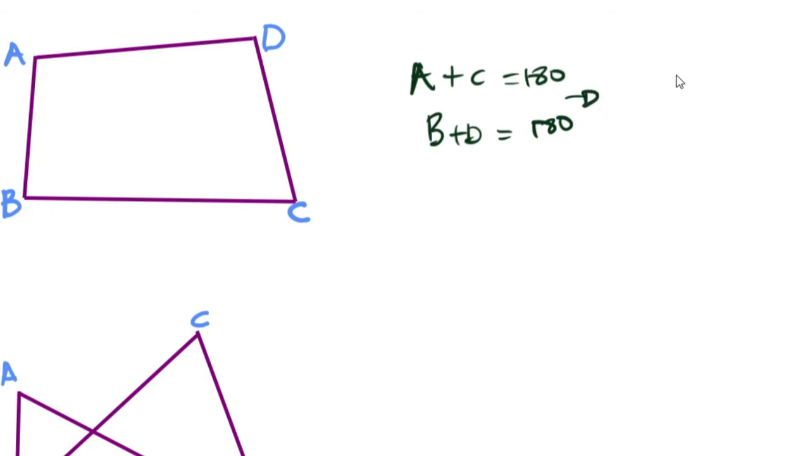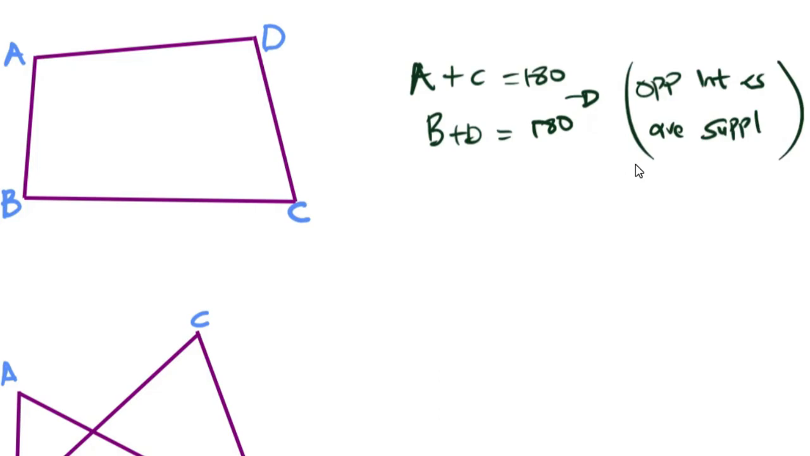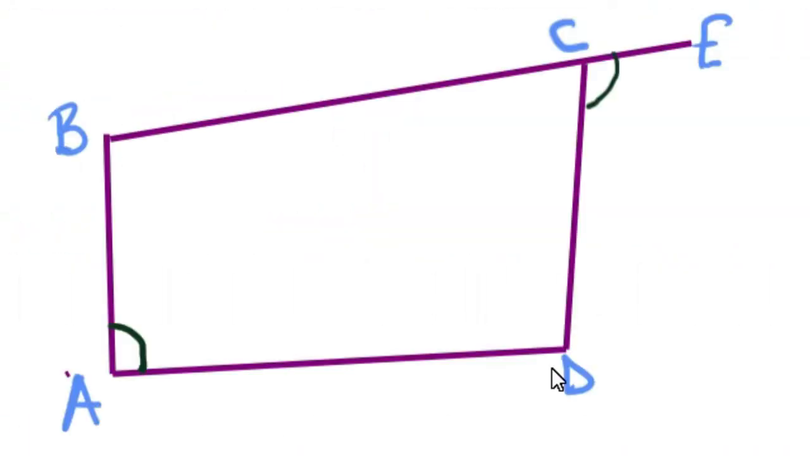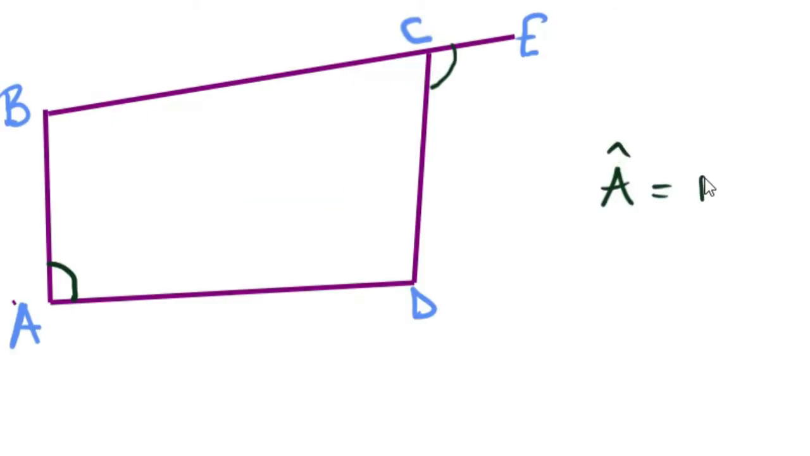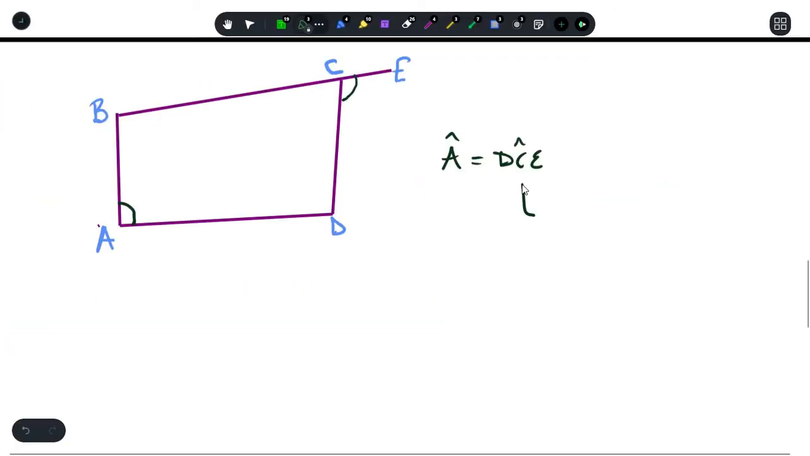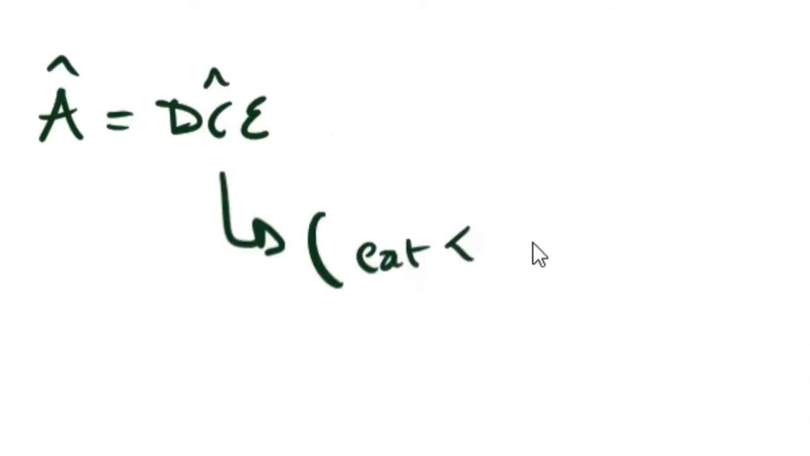The reason we'll give for this statement is opposite interior angles are supplementary. We can also prove that the exterior angle is equal to the opposite interior angle. The other way we can prove a quadrilateral is cyclic is if we can prove that A is equal to the angle outside of C, meaning that A is equal to DCE. We give the reason: exterior angle is equal to interior opposite angle.